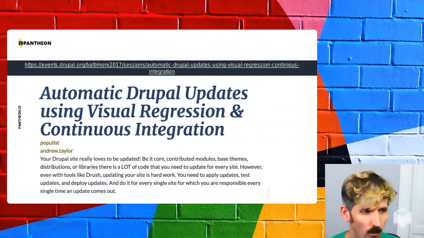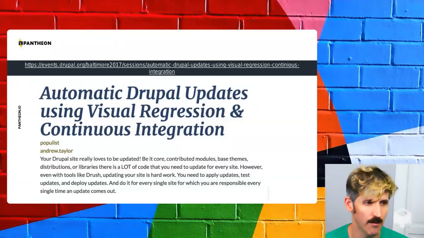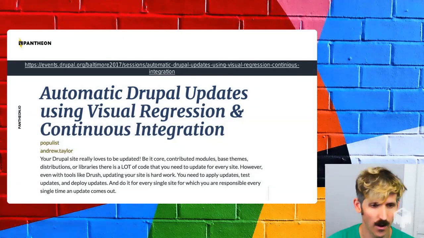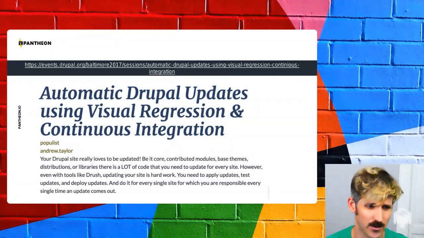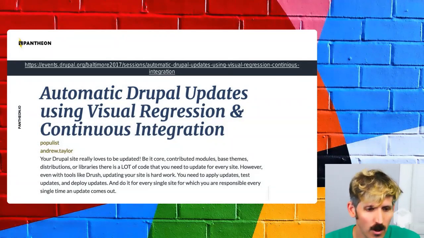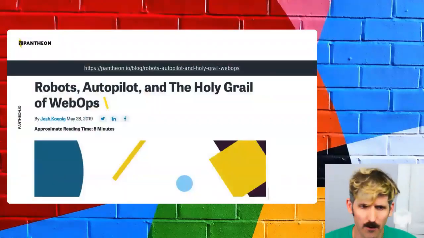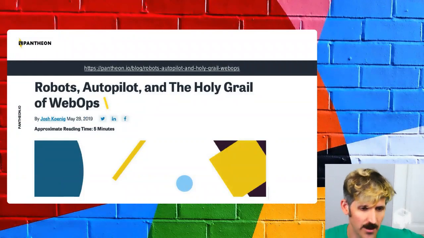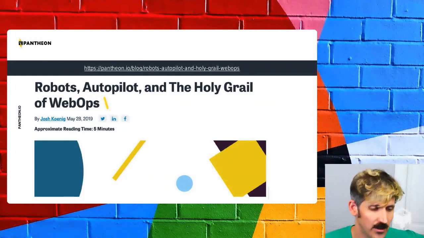One of the things to check out is a talk that I gave in Baltimore with my colleague Andrew Taylor, and then again at DrupalCon Europe in Vienna, where we went to Mozart's grave just to talk about how great the orchestration is here. Because it's possible to do what our friend Josh Koenig calls the holy grail of web ops, which is to create a process by which the robots will update the sites and make sure that everything is continually in the best kind of shape for you.